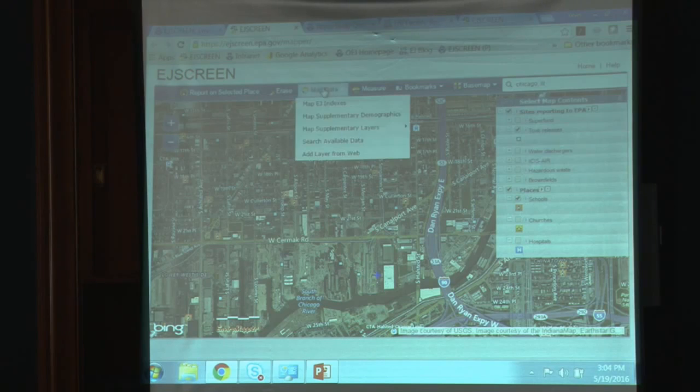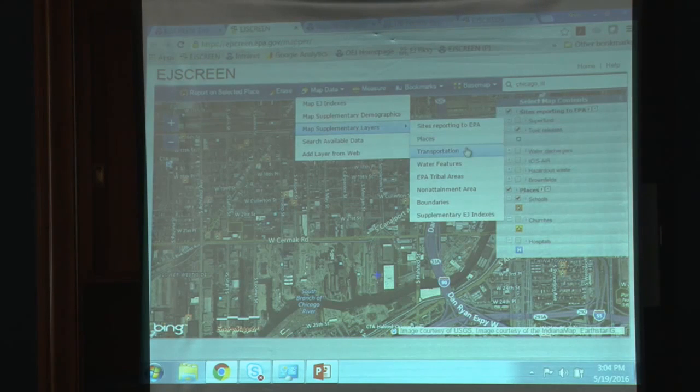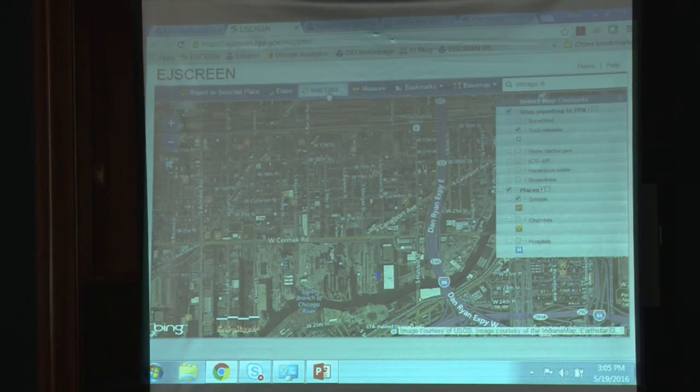So there's a lot of other things in the supplementary map layers. We have transportation if you want to see where freight lines are or where airports are. We also have tribal boundaries. We have areas to see are they in attainment for air quality standards for different things like particulate matter, ozone, sulfur dioxide. We also have boundaries. So if you want to see the county boundary, if you want to see the congressional district, if you want to see the state, you can pull up those different boundaries. So we have a lot of other data that you can pull into the tool that's very useful for analysis.